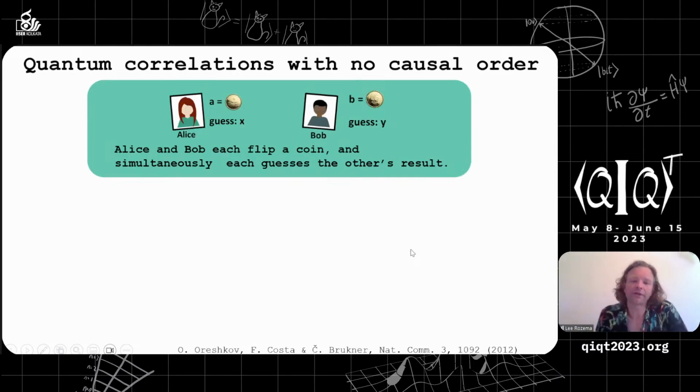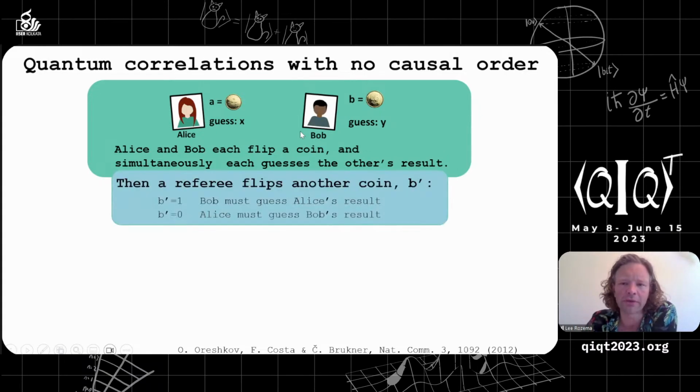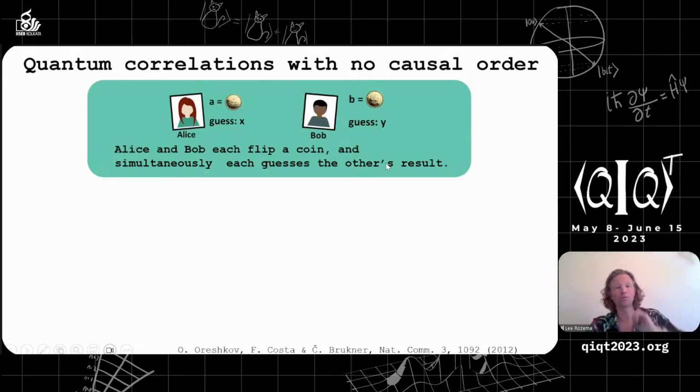And one of the consequences of this is the following simple game, which was proposed in this NatCom paper I just pointed out. The game is quite simple, so I'd like to quickly walk you through it. We imagine a two-party game. We have Alice and Bob.